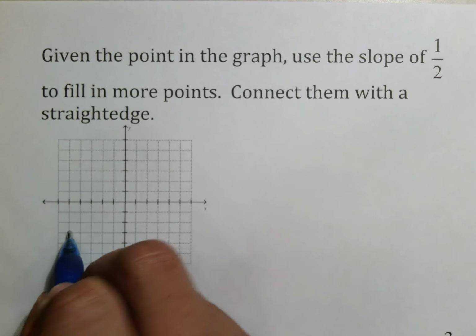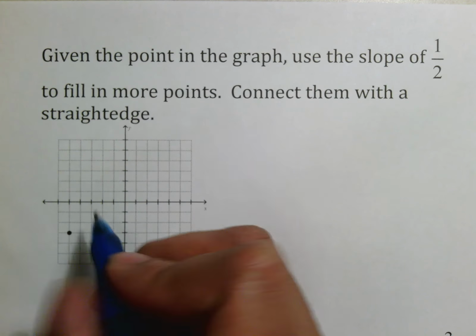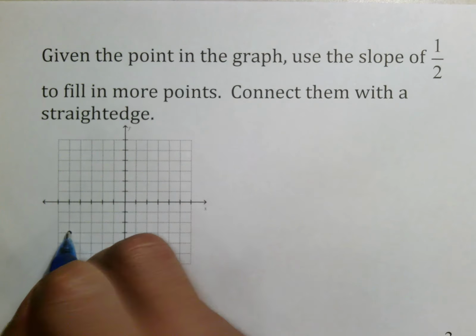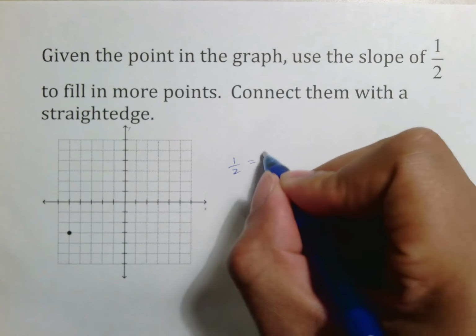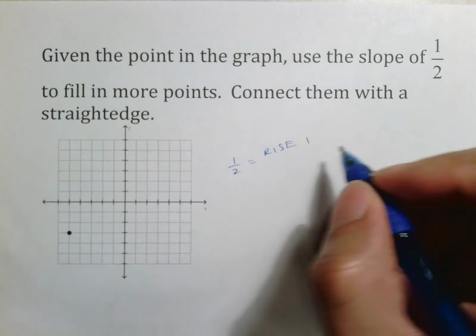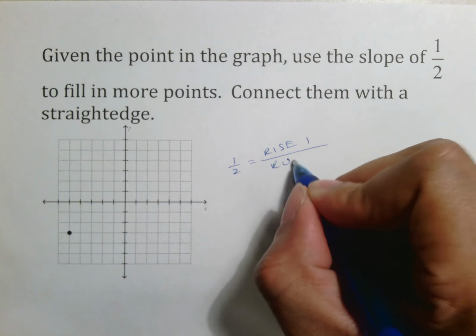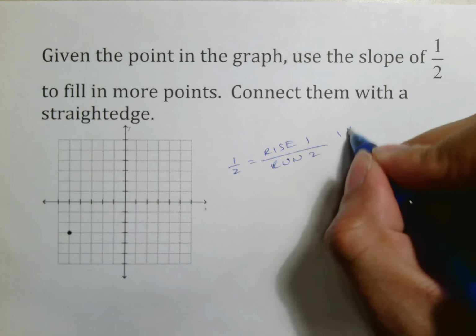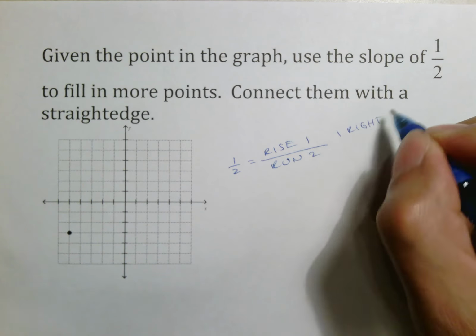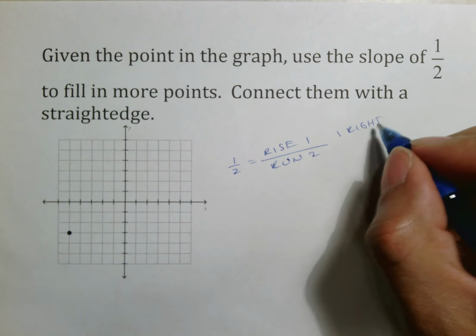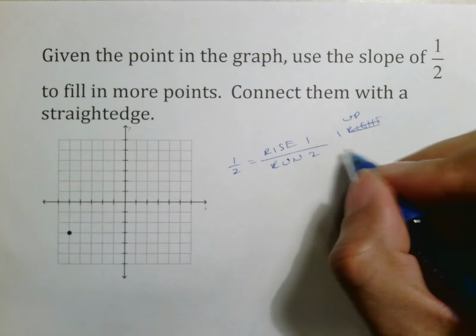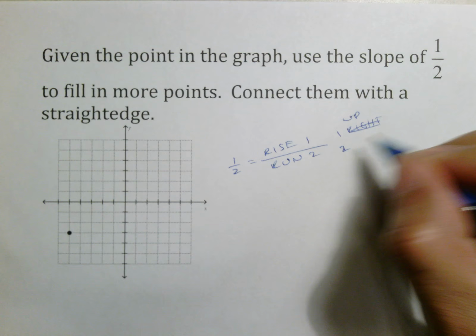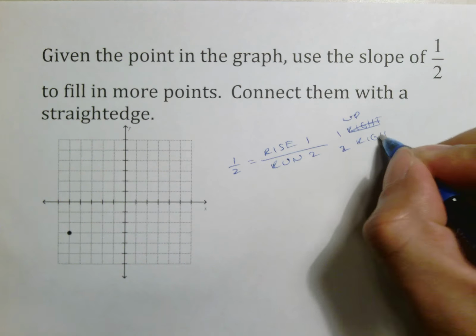Remember, kind of like playing Chutes and Ladders or any other game, Monopoly, from here, if it's 1/2, that means rise 1, which means up 1, and it means run 2, which means 2 right, because it's positive, 1 up because it's positive, and 2 right because we always run right.